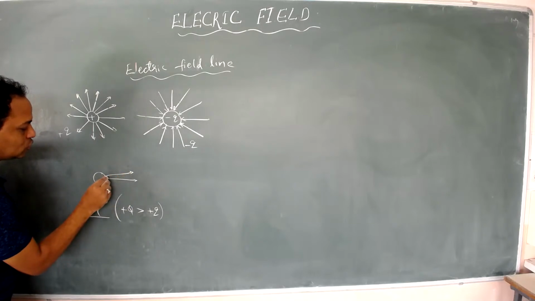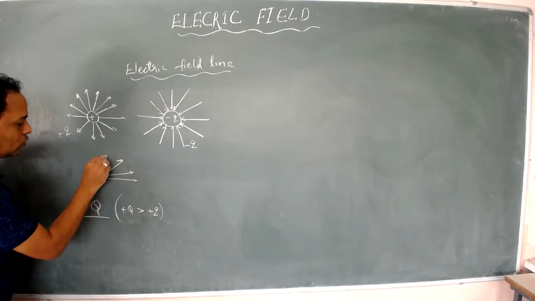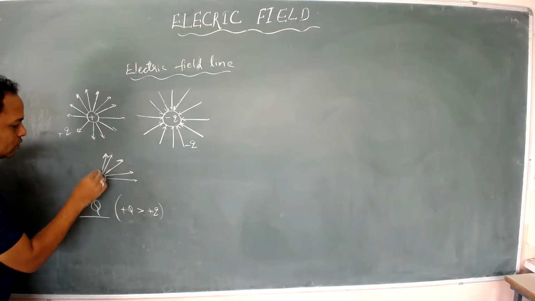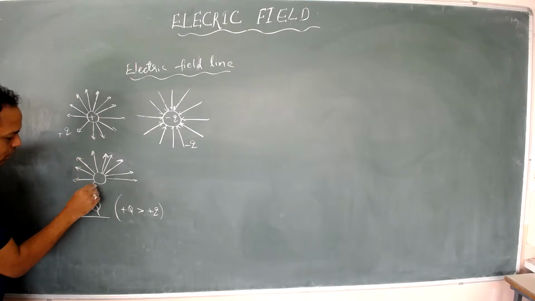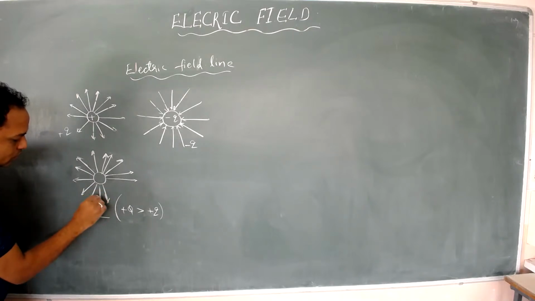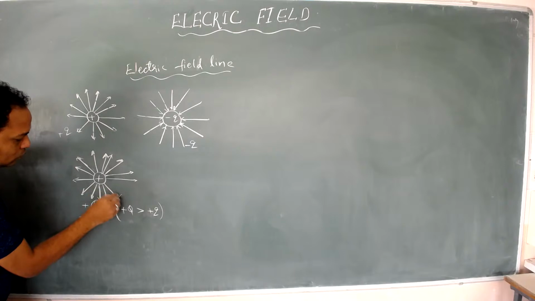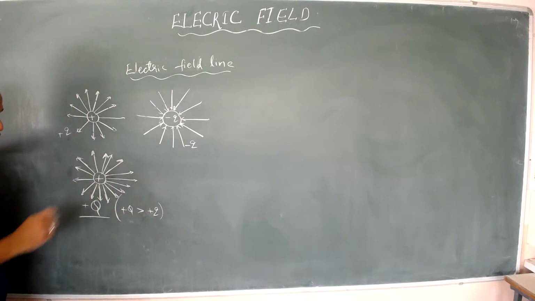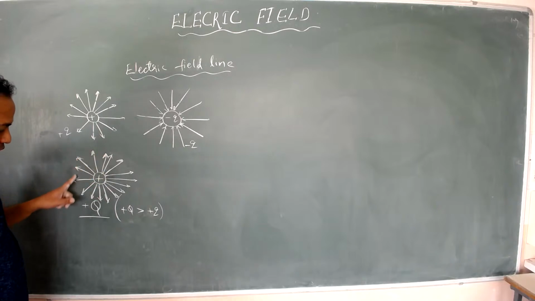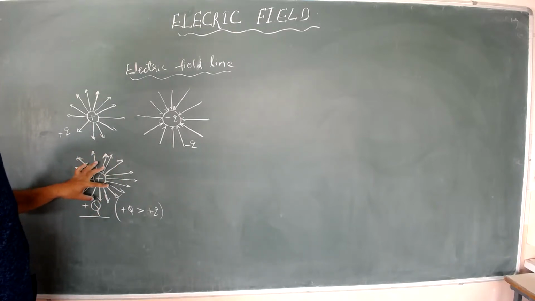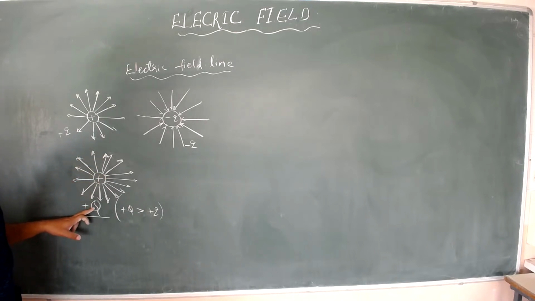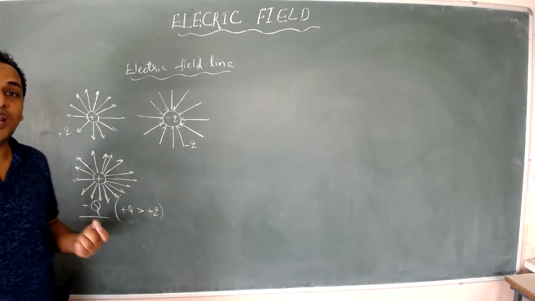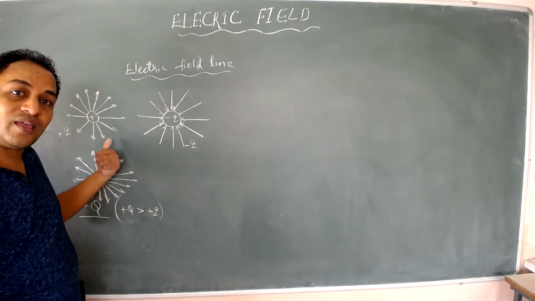That means electric field lines should be 1, 2, 3, 4, 5, 6, 7, 8, 9, 10, 11, 12, 13, 14, 15, 16. So in this way, we can say that the number of electric field lines is increased compared to this. Why? Because its magnitude is greater. If the magnitude is greater, then electric field lines increase. That means the electric field strength of this charge is greater than this, we can say.